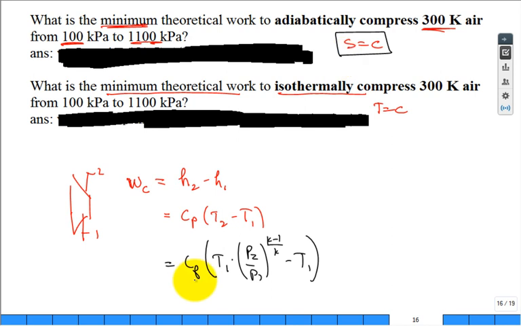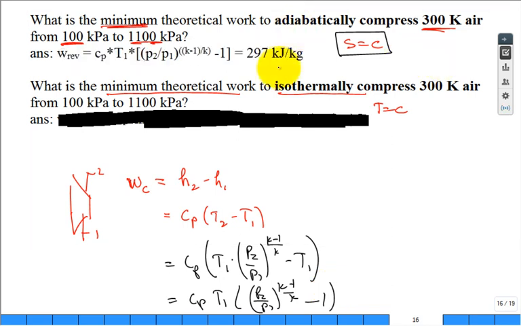So you can even pull out the T1 and you'll see C sub P times T1 times (P2 over P1 to the (K minus 1) over K minus 1). Hey, somebody even ran that number and you got it to 4 digits. What was your number? 296. Okay. 297 kilojoules per kilogram.